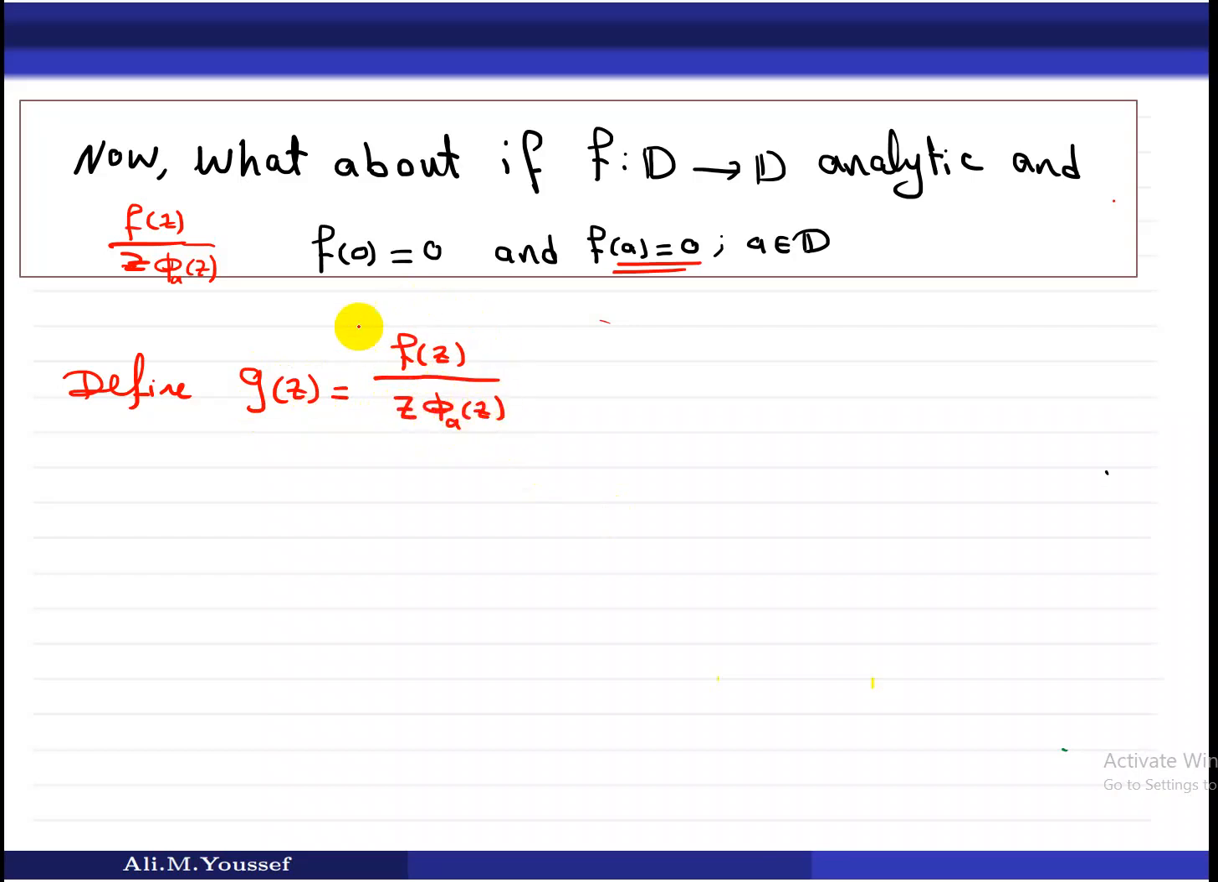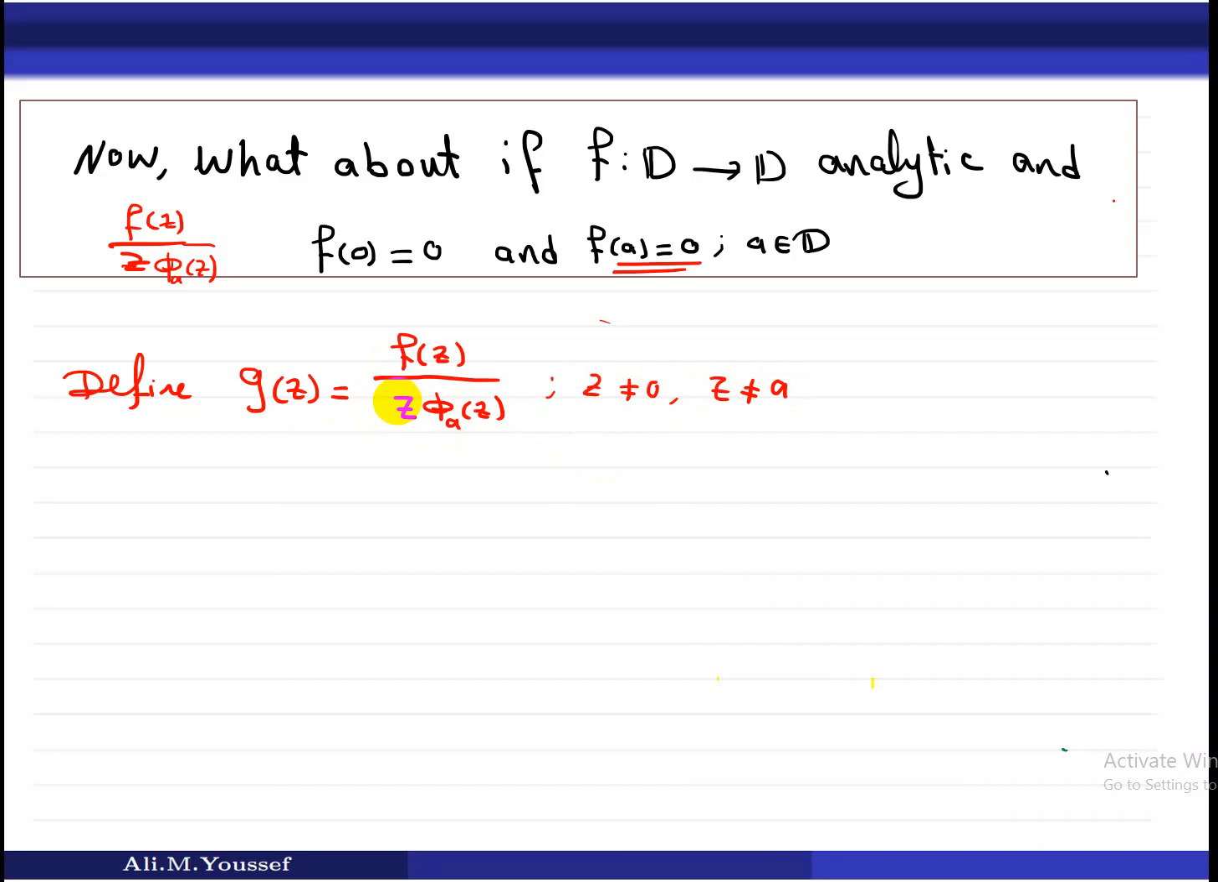Be careful with this question, because we find it a lot in the comprehensive exam, or in the final exams themselves. So we have g of z is f of z over z phi a of z. Be careful, this is when z is not equal to 0 and z is not equal to a. Why? Because for a, the denominator is equal to 0 here. So this is g of z.